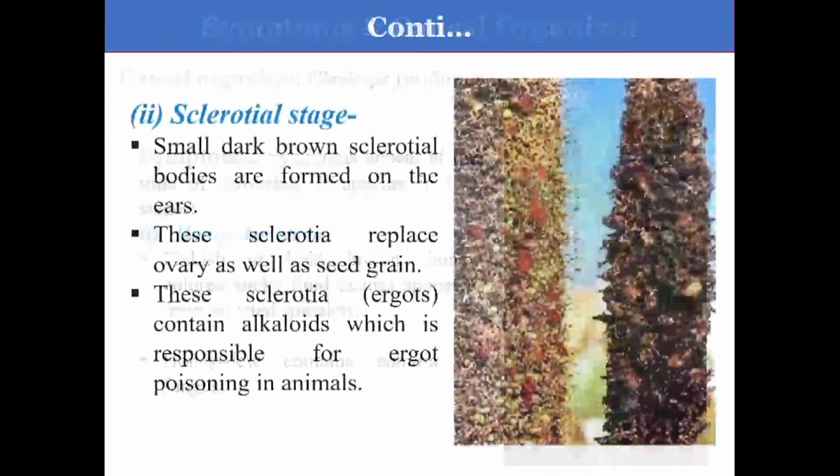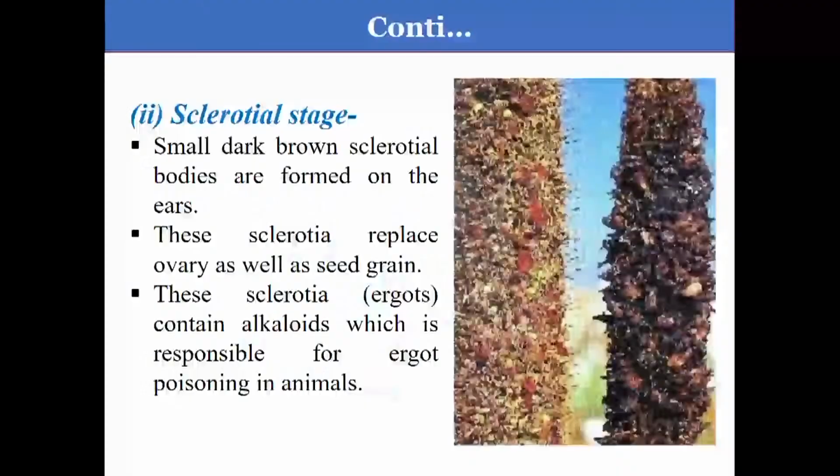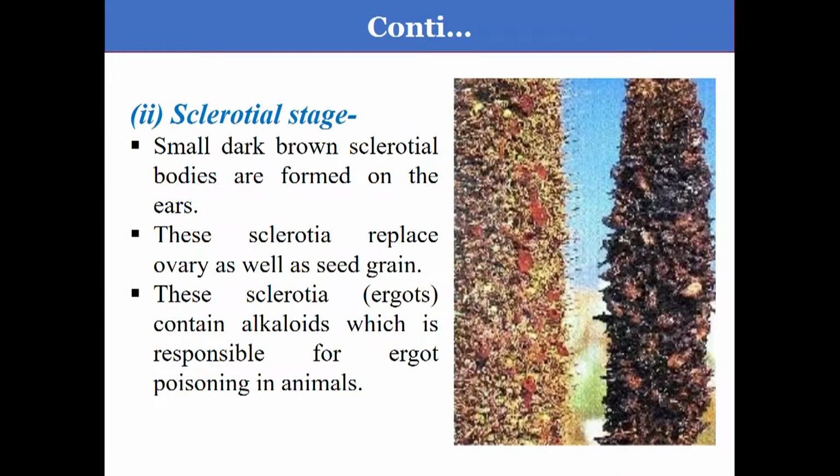And the next stage of these symptoms is small dark brown sclerotial bodies formed on the ears. These sclerotia replace the ovary as well as the seed grain. These sclerotia, that are called ergots, contain alkaloids which are responsible for ergot poisoning in animals. You can see here in the photographs the damage of the ear head of Bajra. The grains have been completely damaged due to the infection of the ergot.